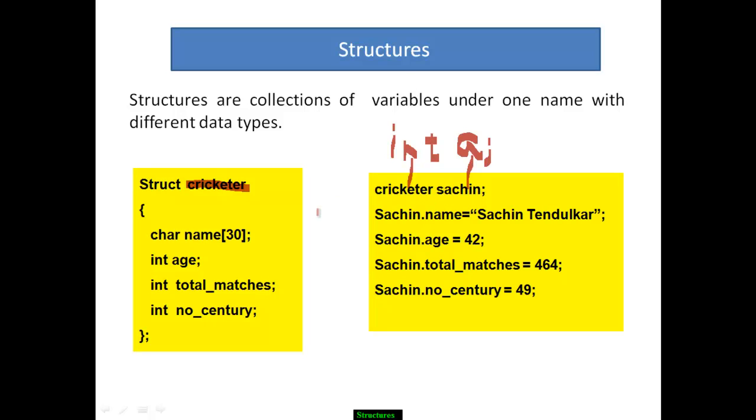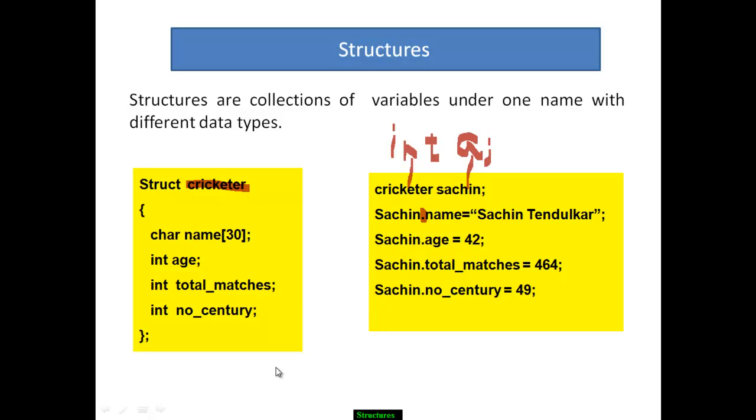So Sachin.name, how will I access the members? This Sachin will have 4 attributes: name, age, total matches, and number of century. I want to first store the name. How will I do it? There is a special operator called dot. This object name Sachin dot, what is the first attribute? It is name. It is equal to, and strings have to be given within double quotes, like Sachin Tendulkar. And Sachin.age is equal to 42, Sachin.total matches is 464, Sachin.number century is equal to 49. Okay, so let us program this.